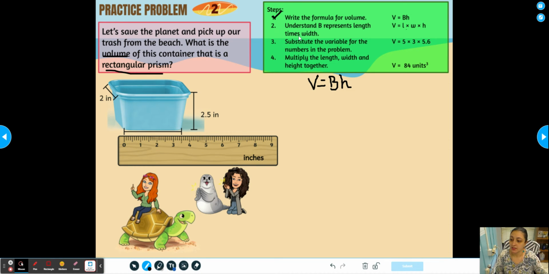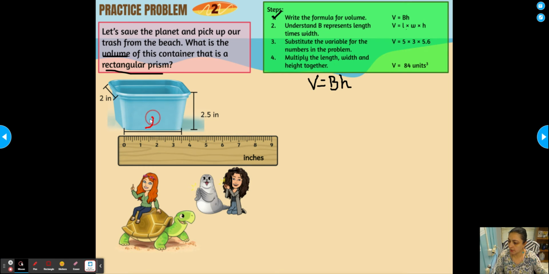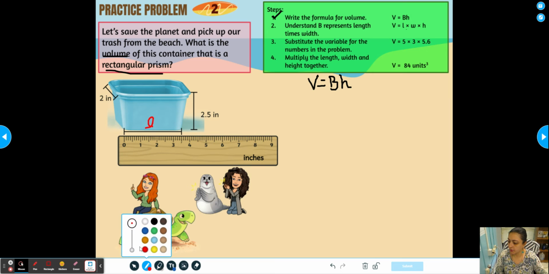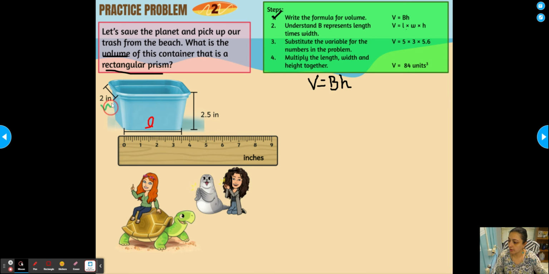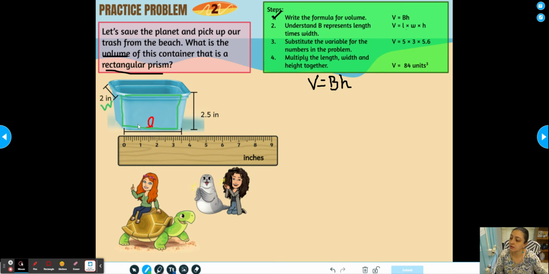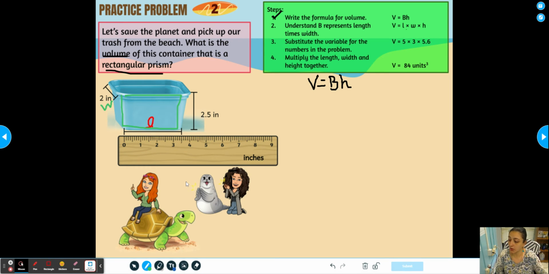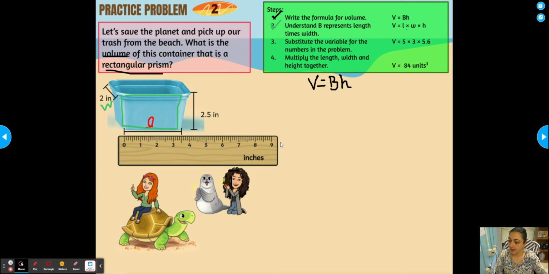And our second step says understand that big B represents length times width. And so big B is not the same as little b. Big B is actually your surface value, and so our length, which is right here, and our width, which is right here, cover this area right here. And so I need to find the length times the width to find big B. And so let's go ahead and substitute those in our formula.